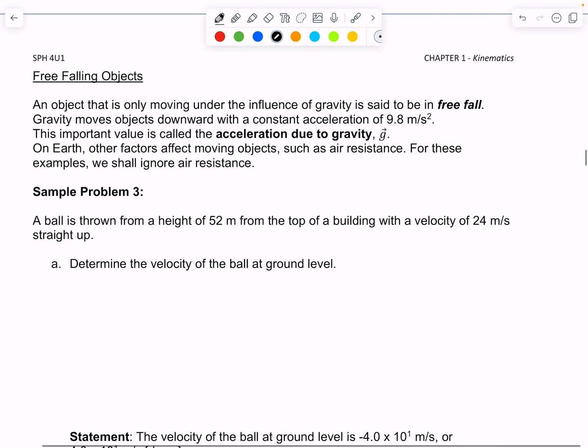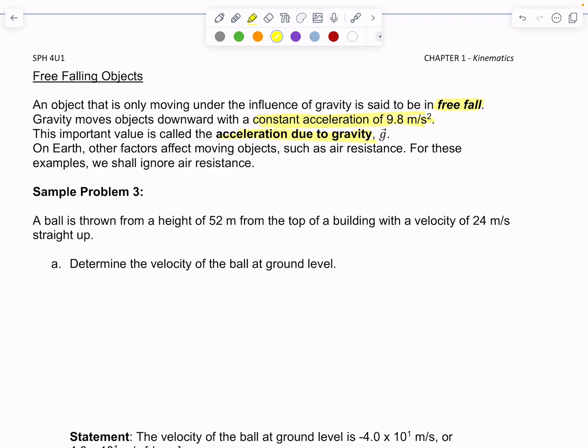We're going to continue using those 5 equations for uniformly accelerated objects. This time, we're going to look at free-falling objects. Whenever an object is under the influence of gravity, it is said to be in free fall. It's important to know that gravity imparts a constant acceleration of 9.8 meters per second squared down. This is called the acceleration due to gravity. We will use this information each time we solve an object that is free falling.